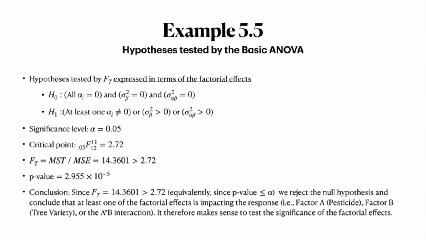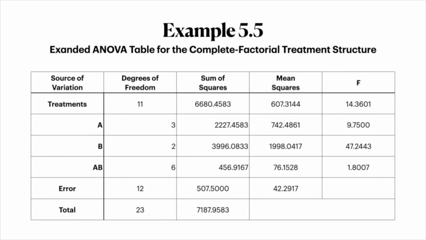And since the F statistic is greater than 2.72, or equivalently, since the p-value is less than or equal to alpha, we reject the null hypothesis and conclude that at least one of the factorial effects is impacting the response, either factor A, pesticide, which is a fixed effect, or the random factor B, the tree variety, or the random A by B interaction. It therefore makes sense to test the significance of the factorial effects. So again, we're using this test of the overall significance of treatments as a gatekeeper test to inform us as to whether it makes sense to proceed in looking at subsequent tests.